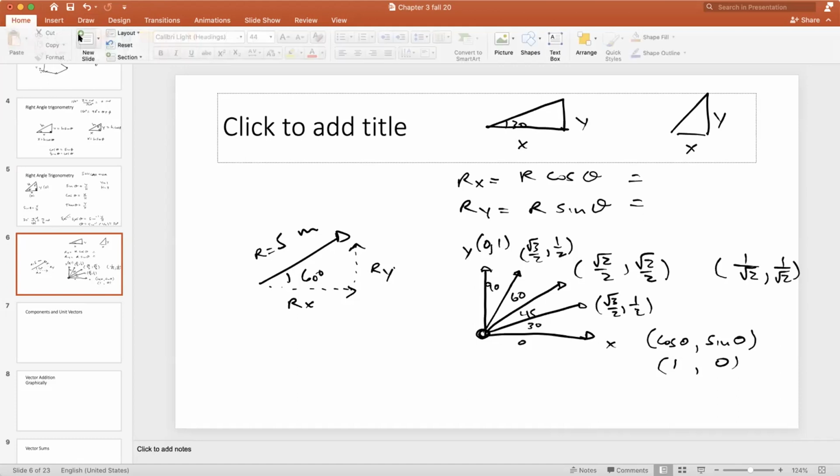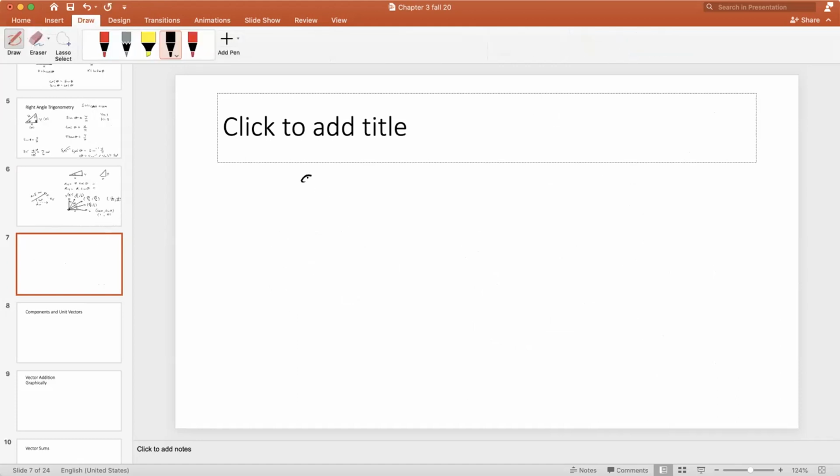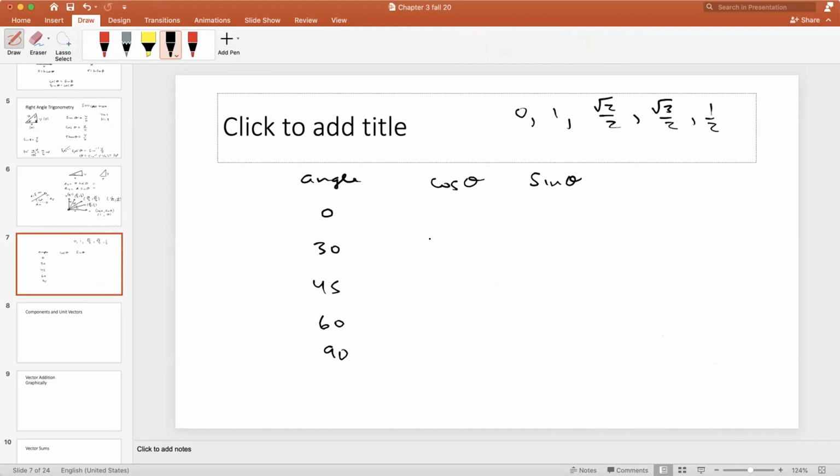So let me make a chart here. At the angles 0, 30, 45, 60, and 90, cosine of that angle and sine of that angle. The only values we have to choose from are 0, 1, root 2 over 2, root 3 over 2, or 1/2. Those are the only ones you need to remember for these angles, okay? At 0, this is 1 and this is 0. At 90, this is 0 and this is 1. At 45, they are both root 2 over 2, root 2 over 2. And at 30, this is root 3 over 2 and this is 1/2. At 60, this is 1/2 and this is root 3 over 2.